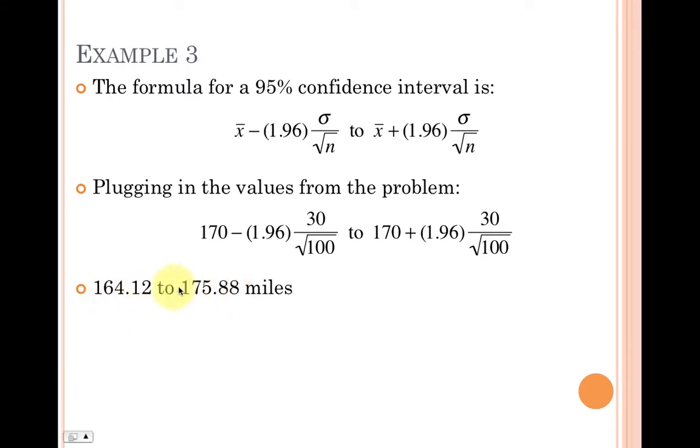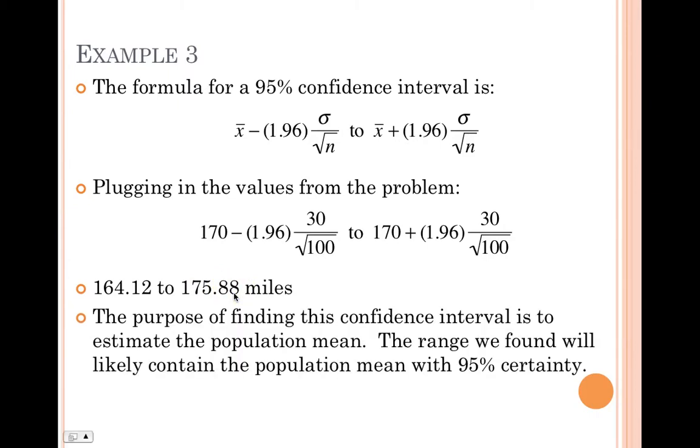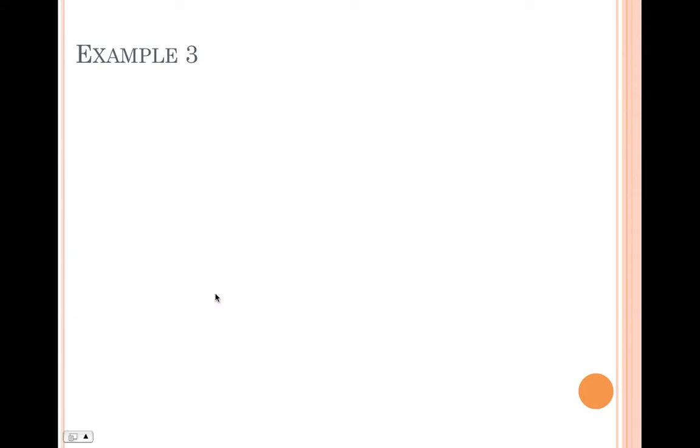And that's an estimate for the population mean lifetime of these tires. So the purpose of finding the confidence interval is to estimate the population mean. The range we found will likely contain the population mean with 95% certainty. So that's the meaning of a 95% confidence interval. It means that we are 95% certain that the population mean lifetime falls within this range.